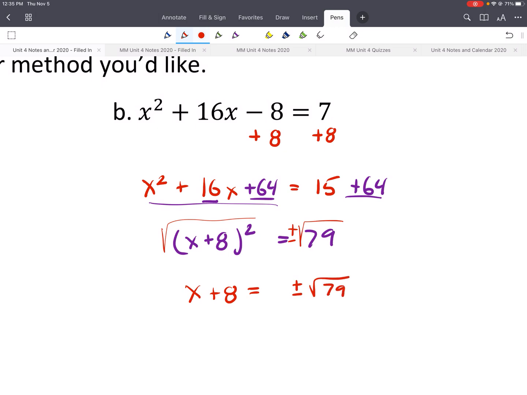And I think that's prime. You could try and do a factor tree for the square root of 79, but I think that's it. And then all we do last is subtract 8 from both sides. So our answer would be x is equal to negative 8 plus or minus the square root of 79. Looking at that, I think that was a good choice, because there's no way that these would be your two choices to multiply and add. So we wouldn't be able to do factoring for that problem.